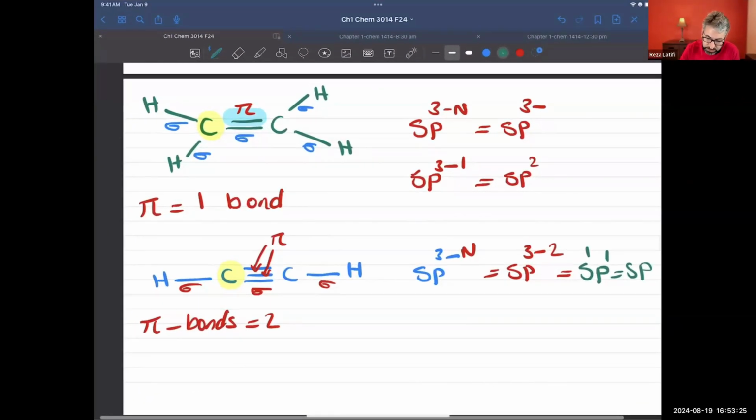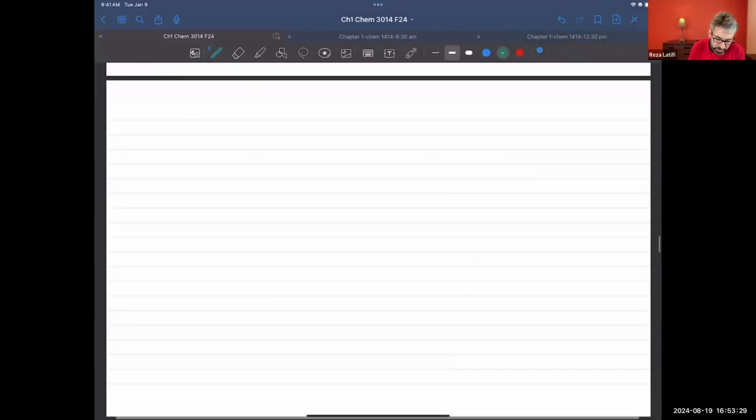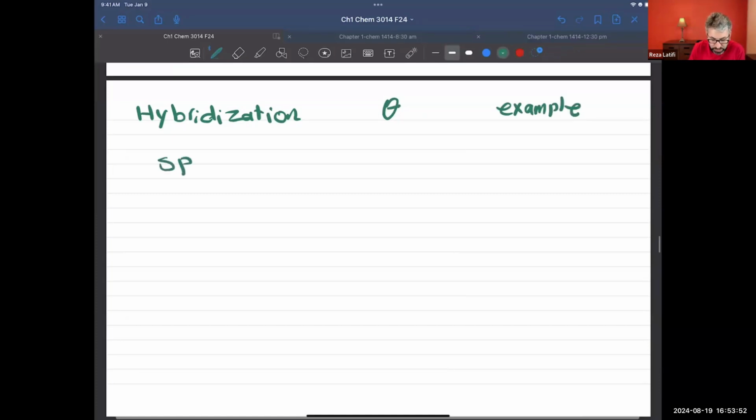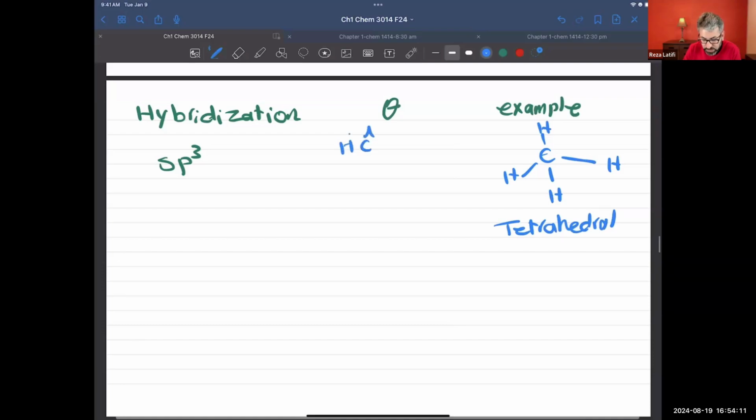Next, let's talk about the bond angle. I'm going to write here: hybridization, bond angle, and example. If you're dealing with sp3, one example is a perfect tetrahedral. The geometry will be tetrahedral. The bond angle for hydrogen attached to carbon attached to another hydrogen, this sign represents the angle, will be around 109.5.